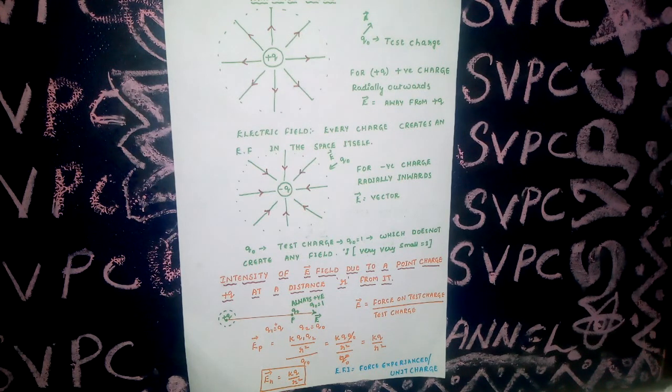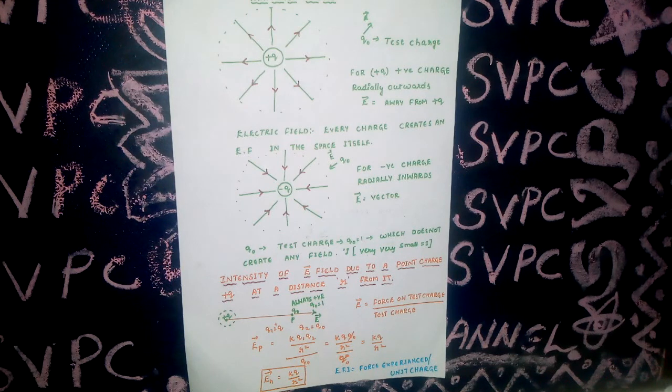So if the charge is present, either it is a positive charge or a negative charge. I said to you, when two dissimilar charges are there, they'll attract each other. And if two similar charges are there, they will repel each other. So why does this happen? Because if any charge is present, around that charge, some force will be developed.